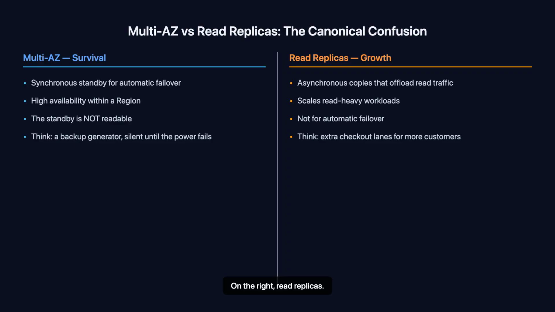On the right, read replicas. They're about growth. First, these are asynchronous copies that offload read traffic. That's what lets you scale a read-heavy workload. What they're not there for is failover. Think of them as extra checkout lanes to handle more customers. Multi-AZ is survival, read replicas are growth, and the qualifier in the scenario tells you which one the question wants.